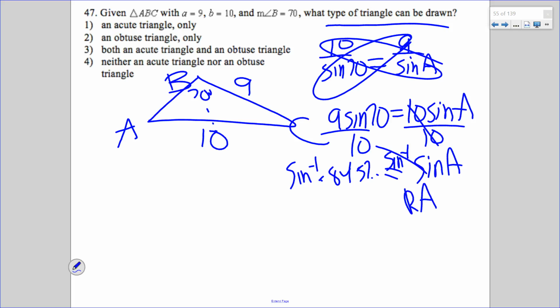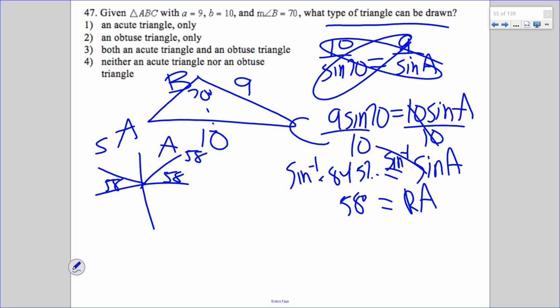The reference angle of A is 58 degrees. When you do inverse, you're finding the reference angle. So sine is positive in quadrants 1 and 2, makes that 58. 180 minus 58 is 122. Those are my two possible angles for angle A.